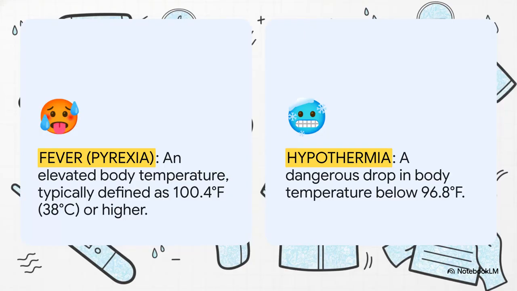So let's define the abnormal. What are the magic numbers you need to look out for? For a fever, also called pyrexia, we're talking about anything 100.4 degrees Fahrenheit or higher. On the flip side, hypothermia is when the temperature drops dangerously low, below 96.8 degrees. If you see either of these numbers, that's your signal. That's a red flag that needs immediate attention.